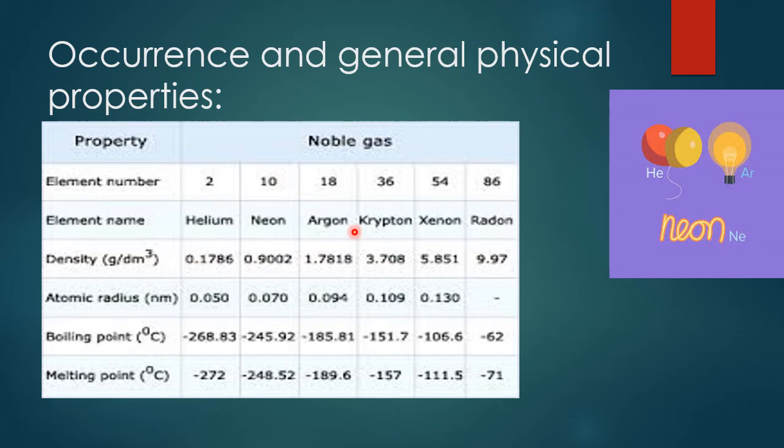Then when you move from top to down, as usual, the atomic radius will increase. Likewise, when you compare the boiling point from helium to radon, it steadily increases. So the atomic radius increases, the melting point increases, as well as the density. When you move from helium to radon, there will be a steady increase in the radius as well as in all the other properties.